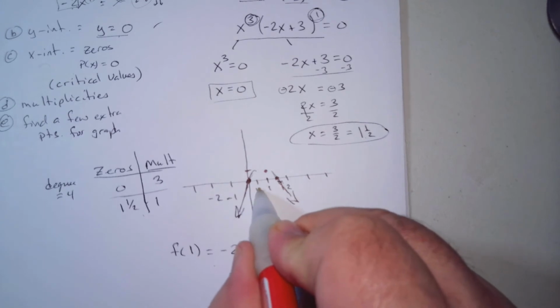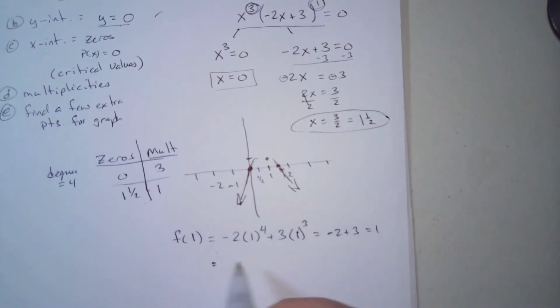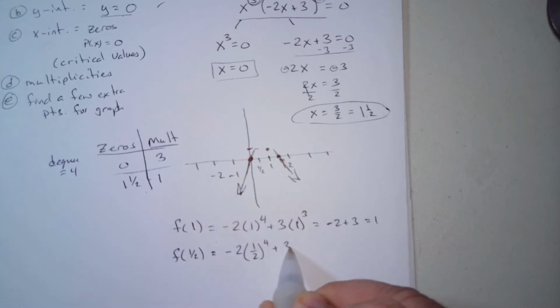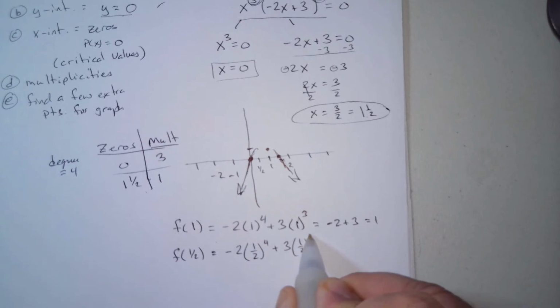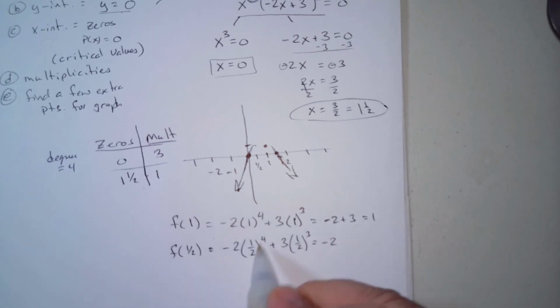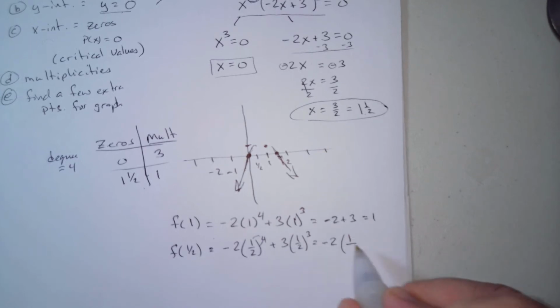Let's look at what happens at 1/2. F at 1/2 is -2 times (1/2) to the 4th plus 3 times (1/2) to the 3rd. So these both get to the power 4. 1 times 1 times 1 times 1 is 1. 2 to the 4th: 2 times 2 is 4, times 2 is 8, times 2 is 16.